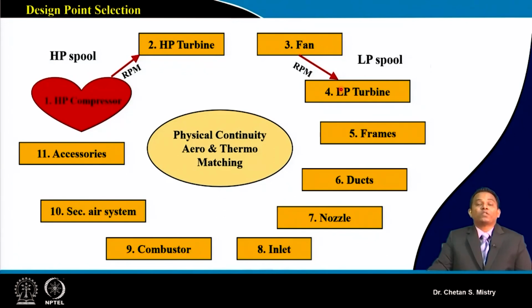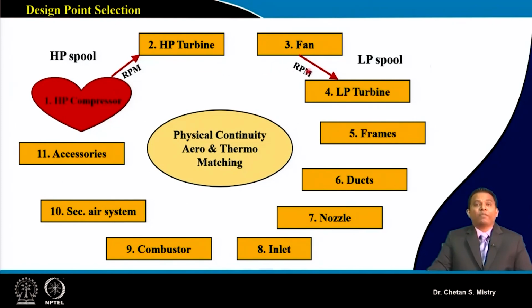Suppose we are talking about a high bypass ratio engine. For a high bypass ratio engine, since we want the rotational speed of the fan to be lower, the number of LP turbine stages is going to be higher. So we need to have this kind of restriction. We can understand we are looking for a special kind of matching, and that matching is in terms of RPM.